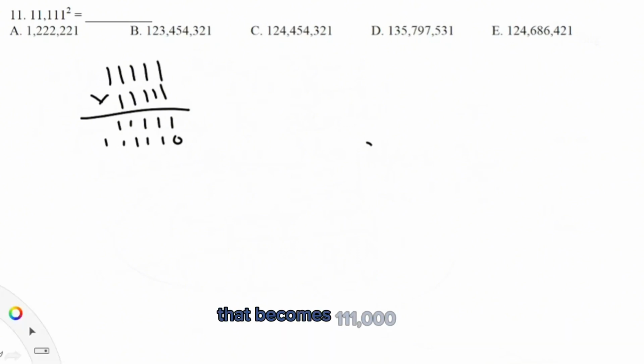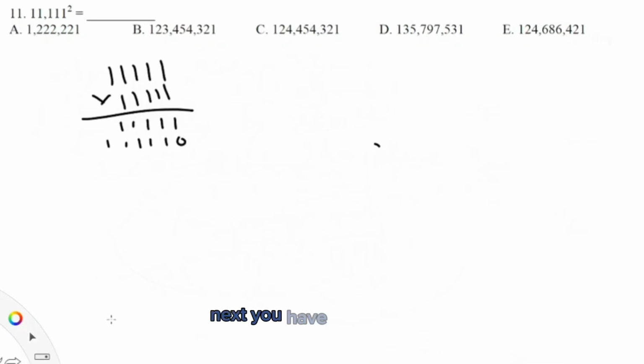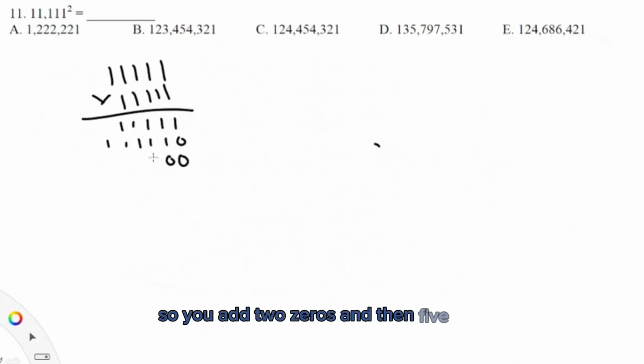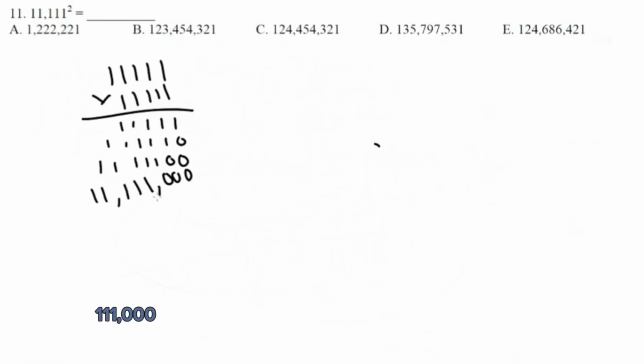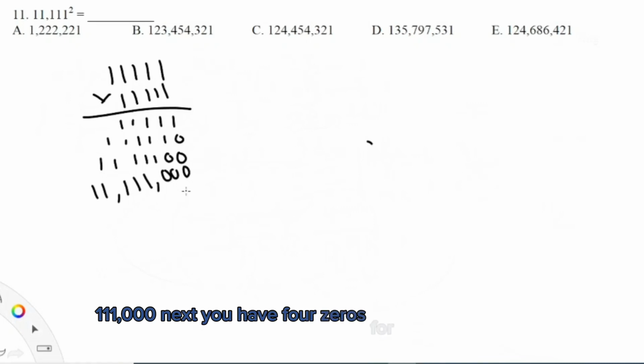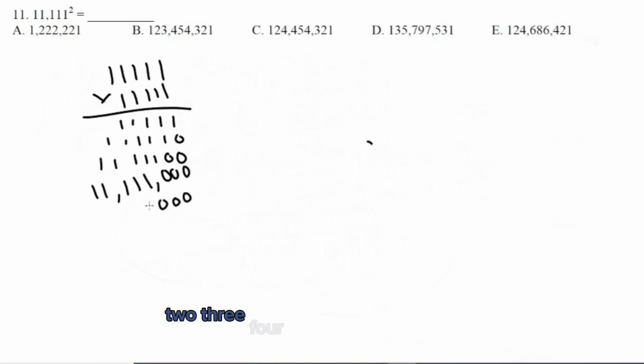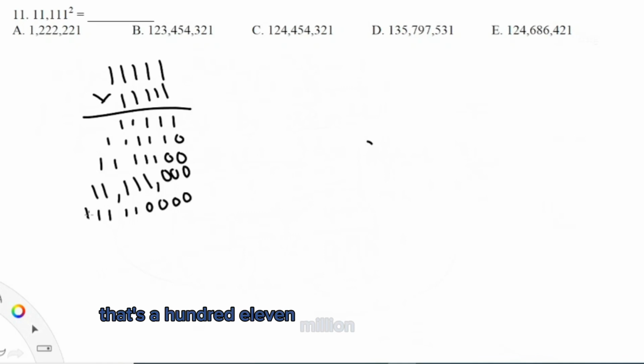So that becomes 111,110. Next you have the 100, so you add 2 zeros, and then 5 ones, so 1, 2, 3, 4, 5. That's 1,111,100. Next, you have 3 zeros for 1,000. That's 11,111,000. Next, you have 4 zeros for the 10,000. So 1, 2, 3, 4. And then 5 ones. 1, 2, 3, 4, 5. That's 111,110,000. Alright, now you just add these up.